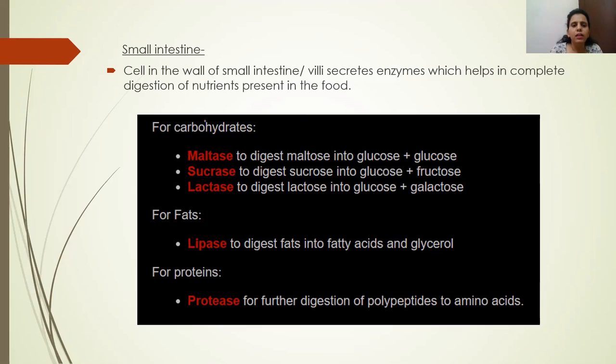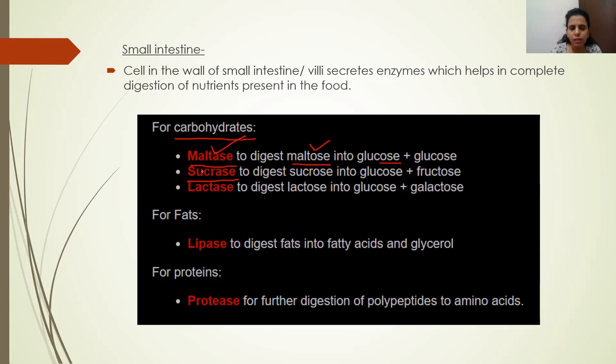And for carbohydrates, the enzymes secreted are maltase. This maltase helps in digestion of maltose into glucose. So remember, maltose is a disaccharide made up of two glucose units. This maltose is broken down, or digested, by maltase into glucose plus glucose.